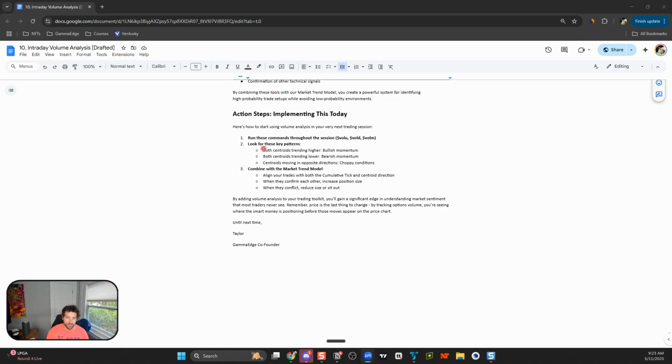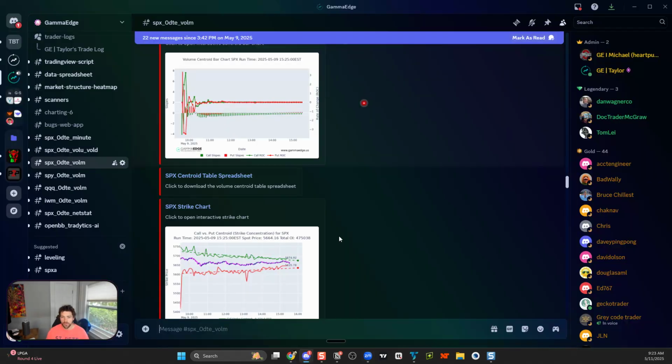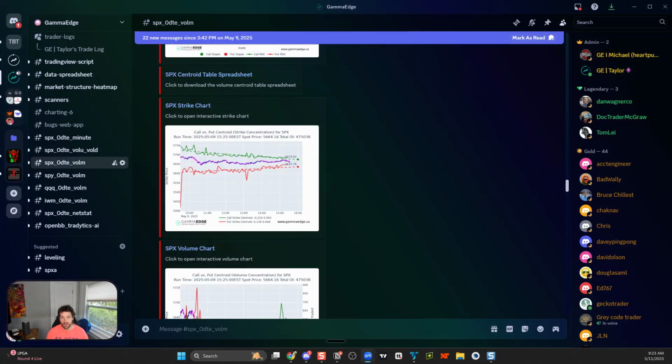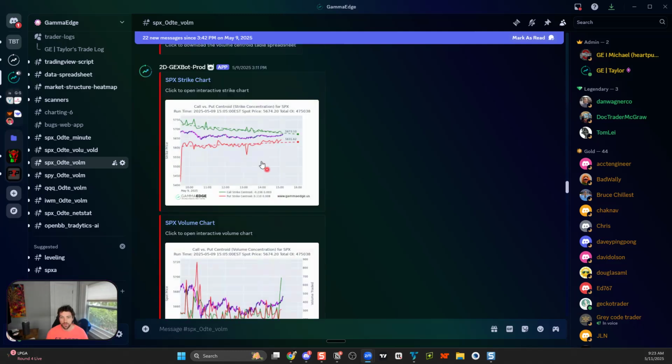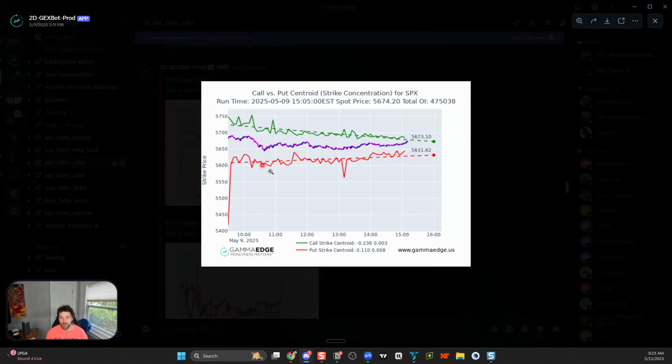So, action steps of how you can literally implement this in tomorrow's trading session. First, run these commands throughout the day. Just so you can see here, we have channels in our Discord that automatically produce these volume charts every 5 minutes, so it does the work for you.